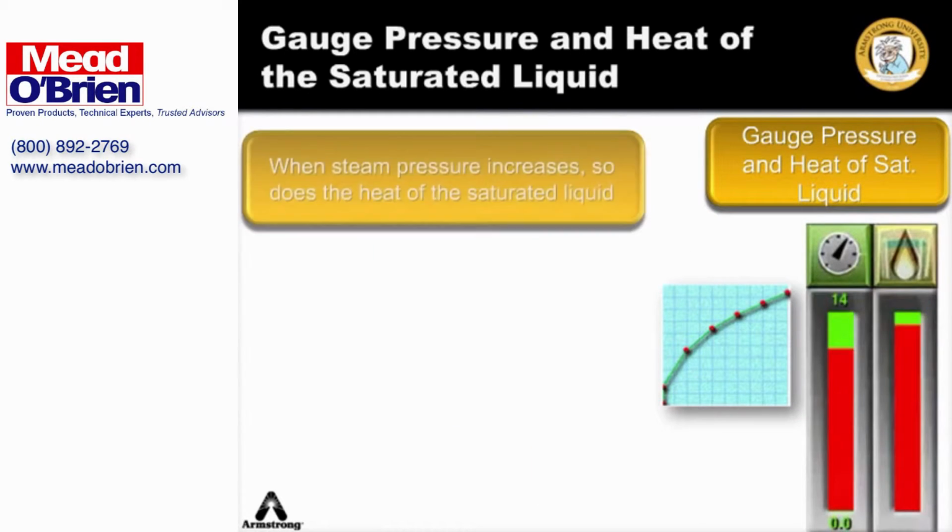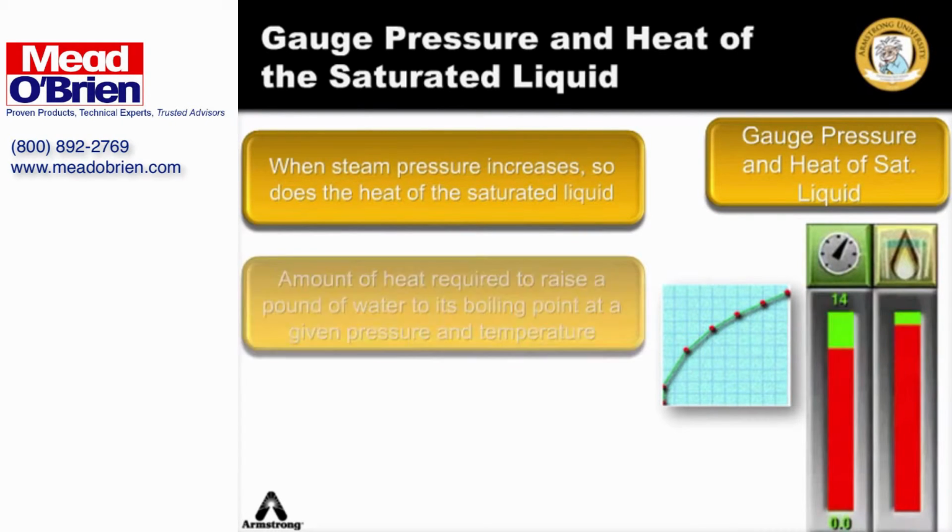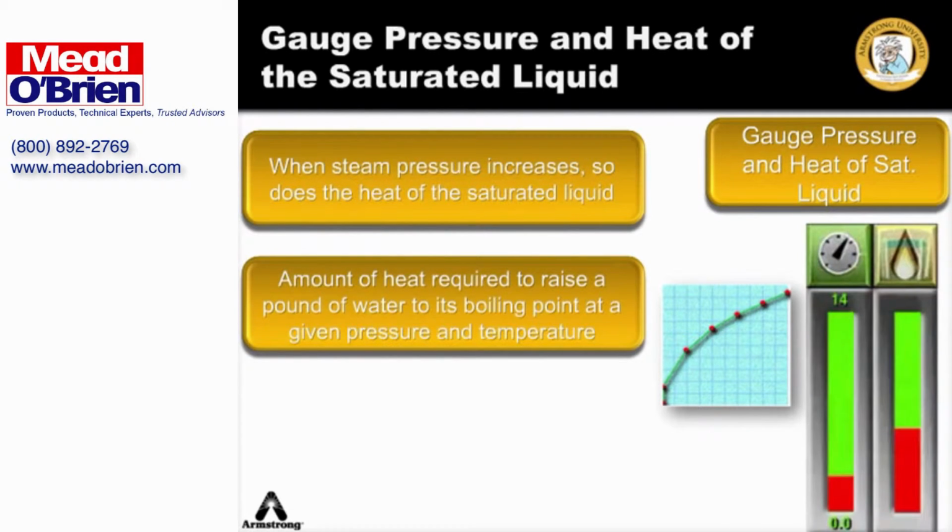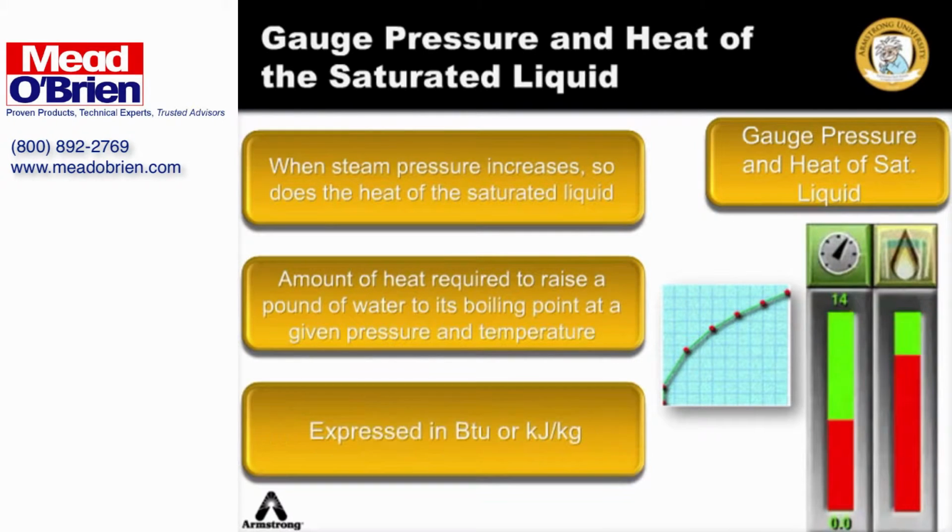As steam pressure increases, so does the heat of the saturated liquid. This is the amount of heat required to raise the temperature of a pound of water from 32 degrees Fahrenheit to the boiling point at a given pressure and temperature. It is expressed in BTU, British Thermal Unit, or kJ/kg. This occurs for the same reasons that the steam temperature rises with pressure. Again, the heat of the saturated liquid increases as the steam pressure increases.